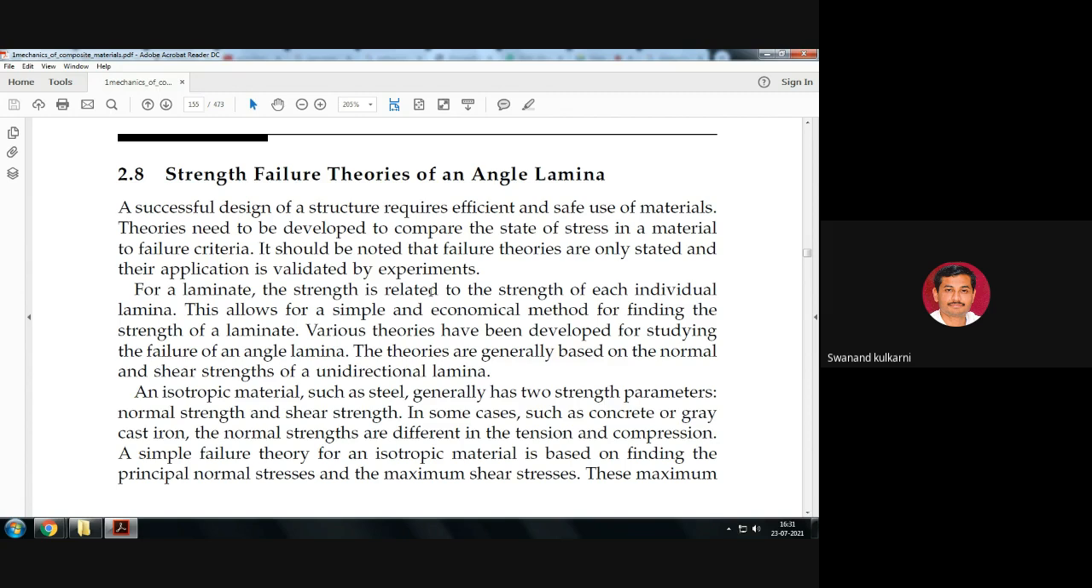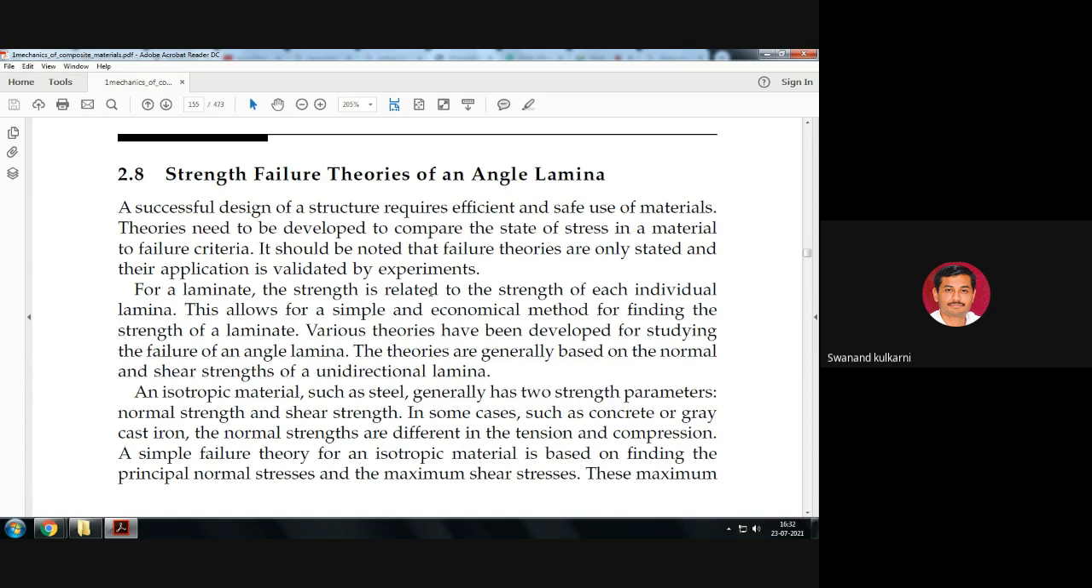So that is our conclusion from our previous study, which we have carried in machine design first and machine design second. So in some cases, concrete or grey cast iron, normal strengths are different in tension and compression. In general, most of the cases it is assumed that in compression and in tension, in both the cases, the strengths are same. Means whatever the strength in tensile nature, same is in the compression also. Is it okay? But for some materials, it is exceptional. If we take the example of concrete, in case of concrete, its compression strength is large, but its tensile strength is less. Similarly, in case of grey cast iron also, there is difference in tension and compression.